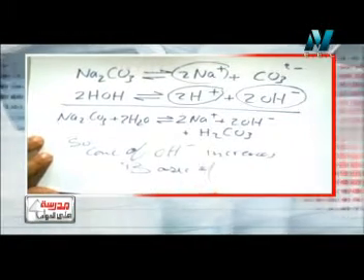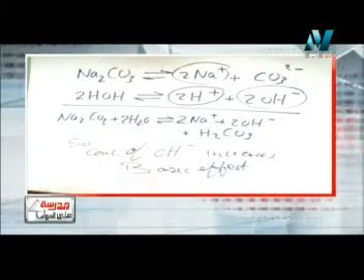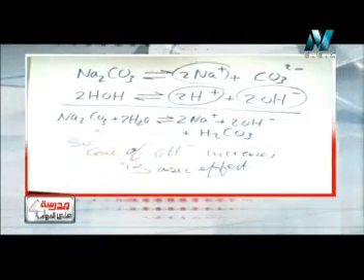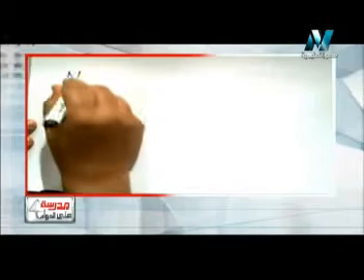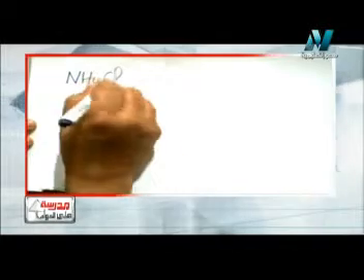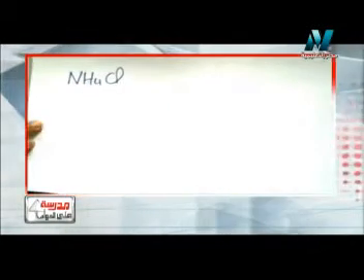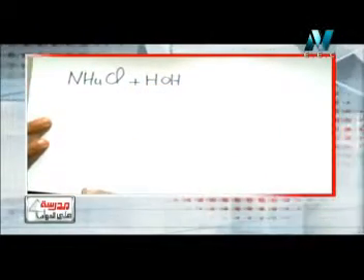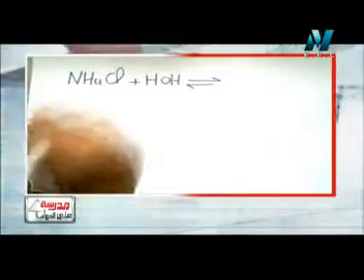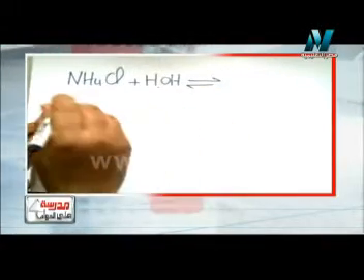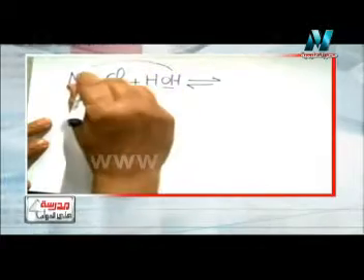It has basic effect. I can write the 3 equations, or I only write the last one. The 2 methods are correct. This is about the sodium carbonate. About ammonium chloride, NH4Cl, ammonium chloride, plus 1 molecule of water, because here we have 1 positive ion and 1 negative ion. By decomposition, it gives ammonium hydroxide. Ammonium hydroxide is a weak electrolyte.